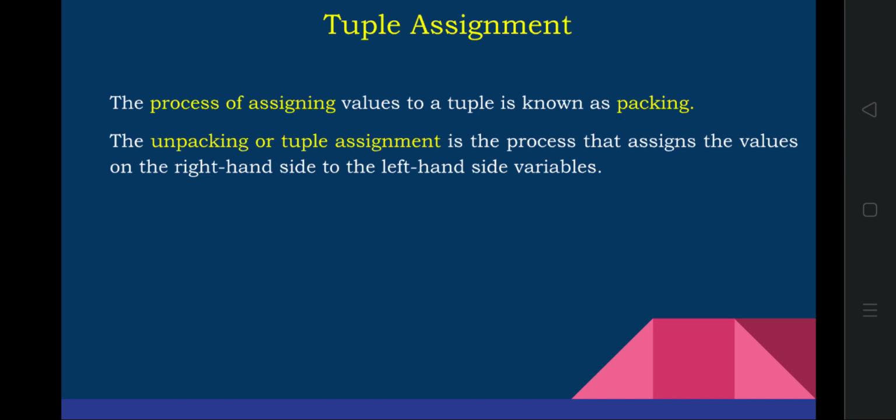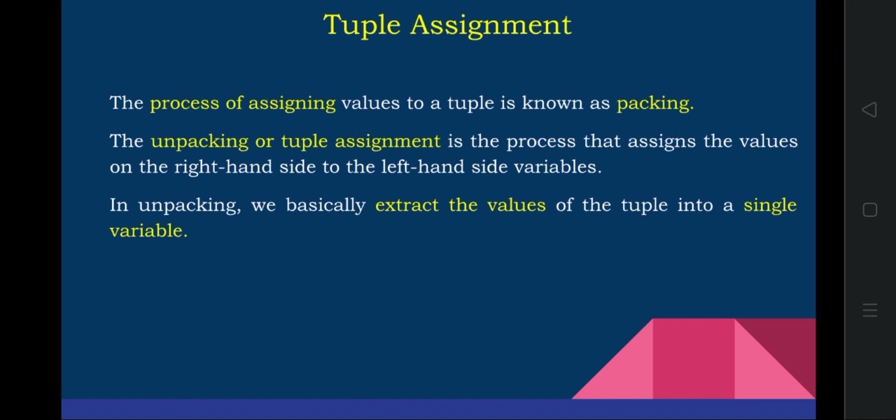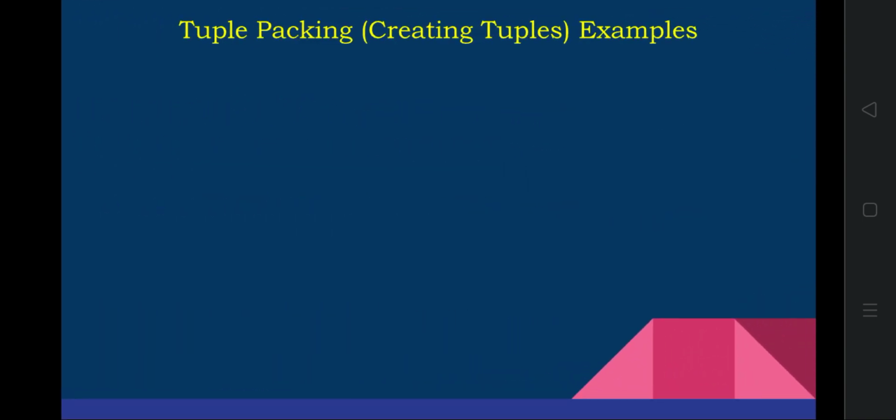Let us see with an example, it is easy to understand. In unpacking, we basically extract the values of the tuple into separate variables. That means the tuple consists of many values. So each value is extracted one by one and put in a different variable. That is the concept of extracting the values. And let us see with an example how the tuple packing is done.